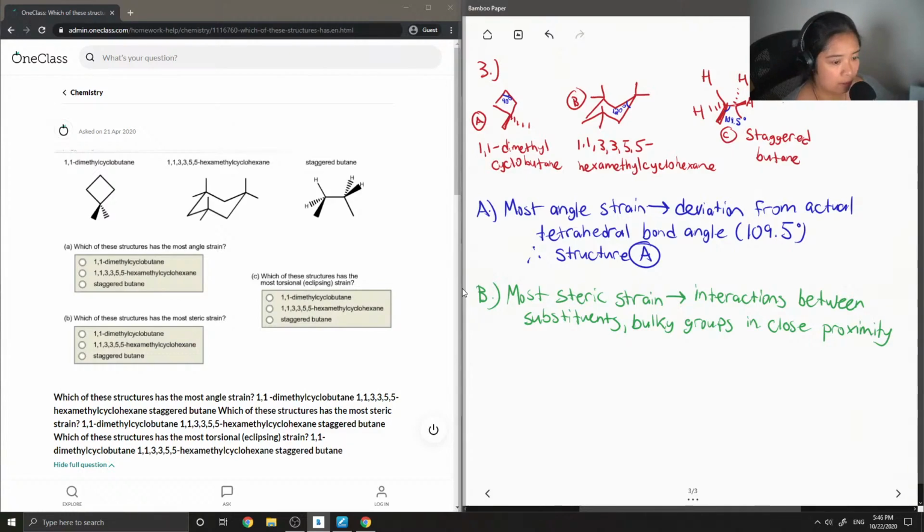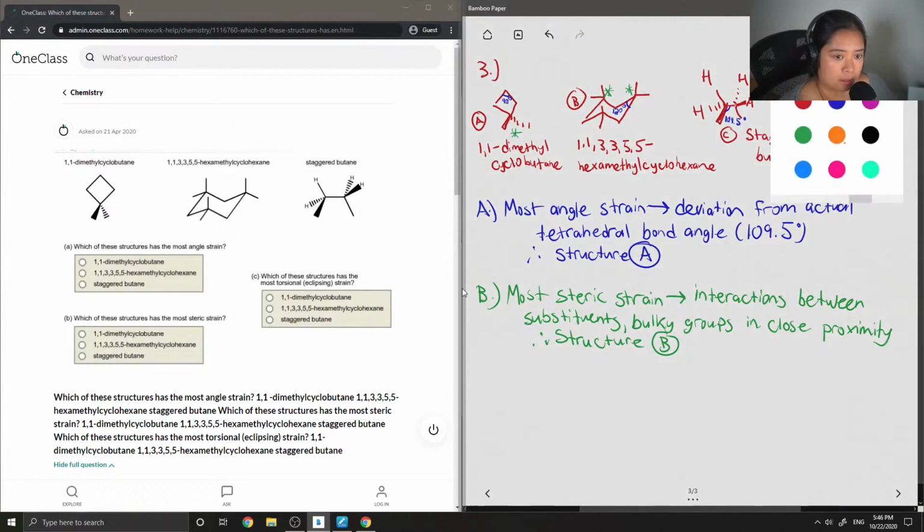Okay, so if you look at all of our structures, there's some steric hindrance here. But if you look at B, it has all these methyl groups kind of pointing out. So therefore, structure B has the most steric strain. And you can already see with the staggered butane that there's not much strain on it. So the answer for B is structure B.